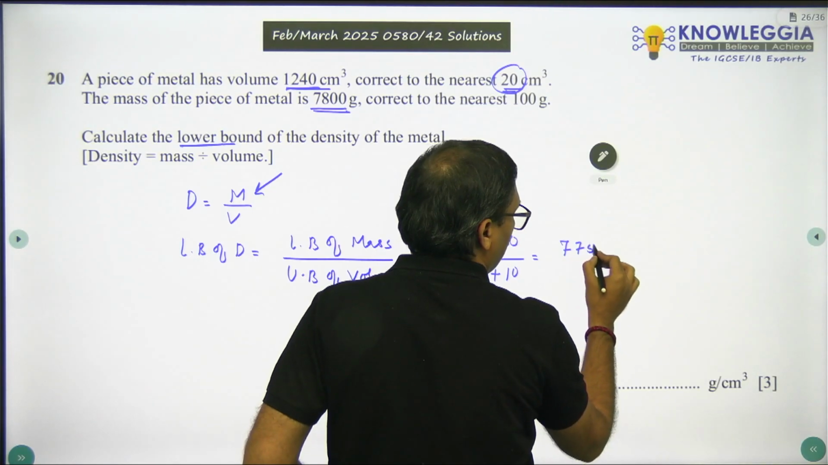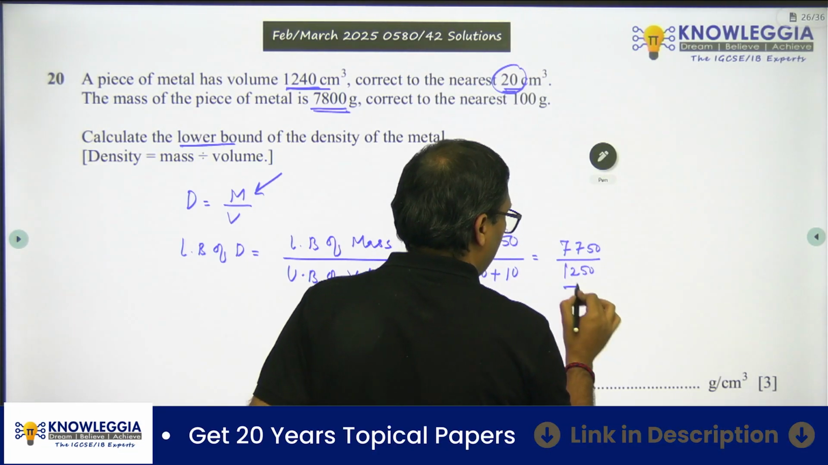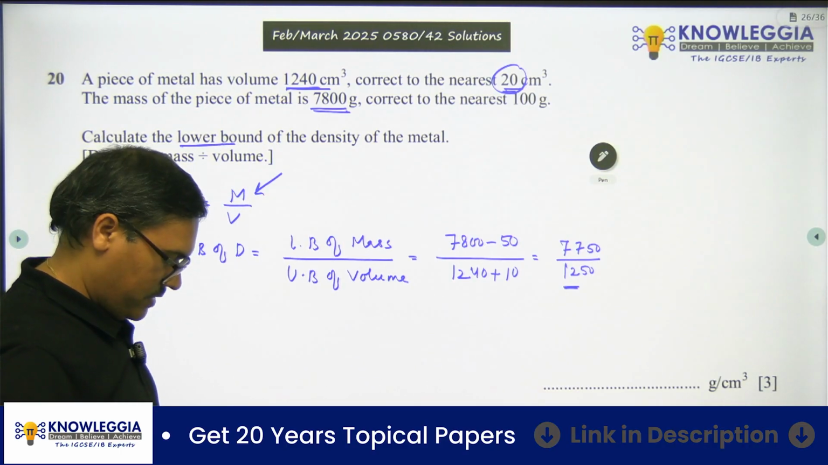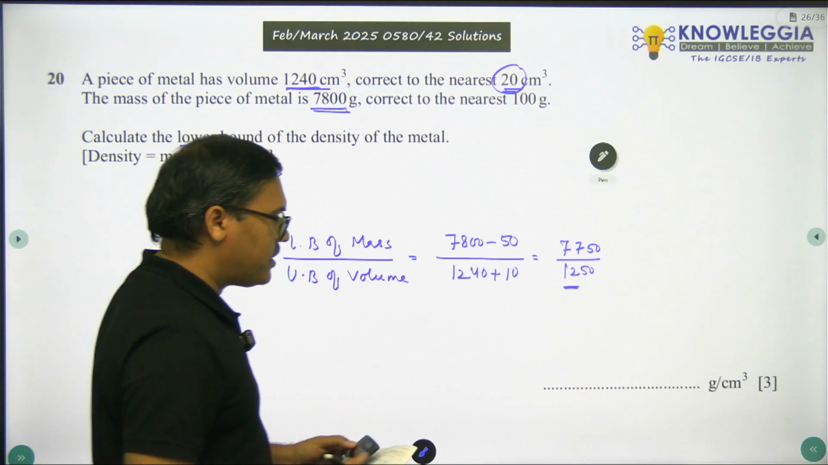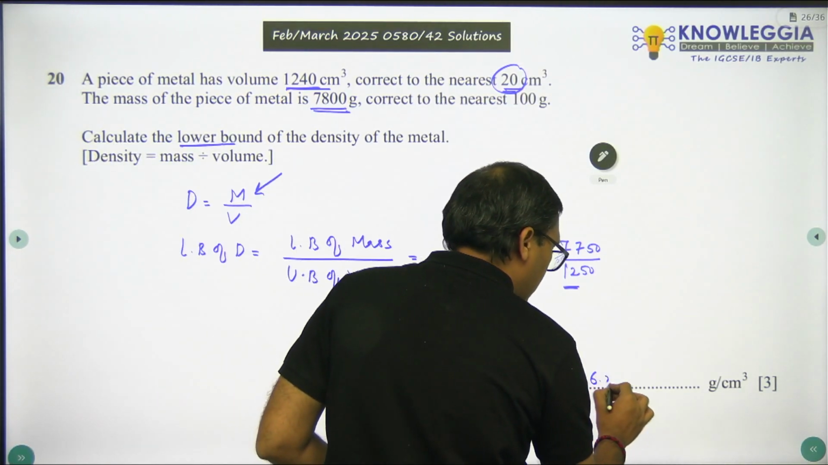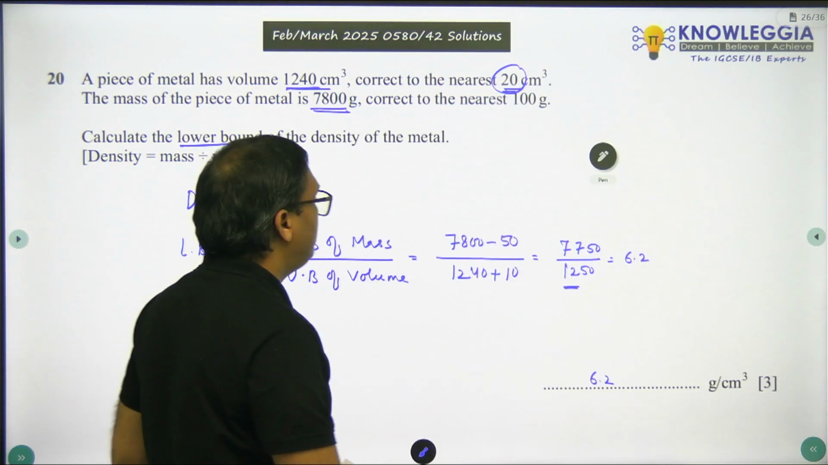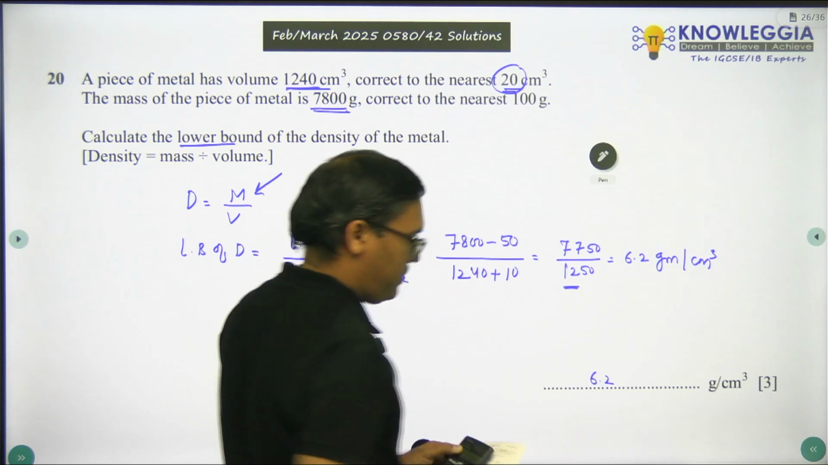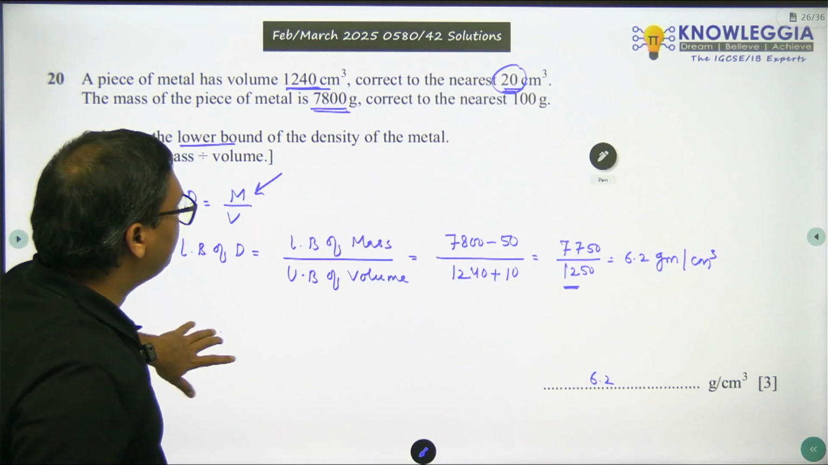7,750 divided by 1250. Okay, so what is this? Let's write the answer. This is 7,750 divided by 1250, which is 6.2 grams per centimeter cube. Okay, so let's see, this is 6.2. That is the answer for this question.